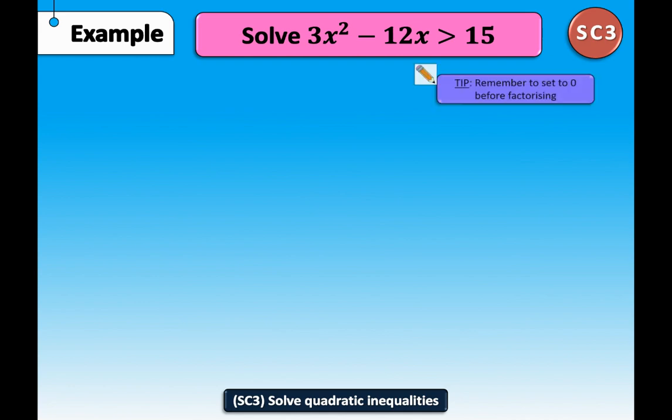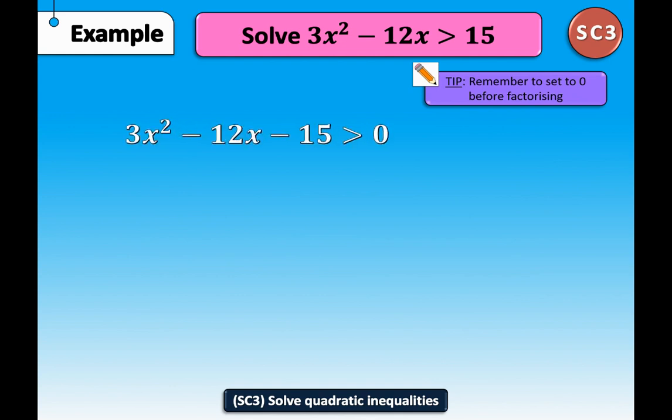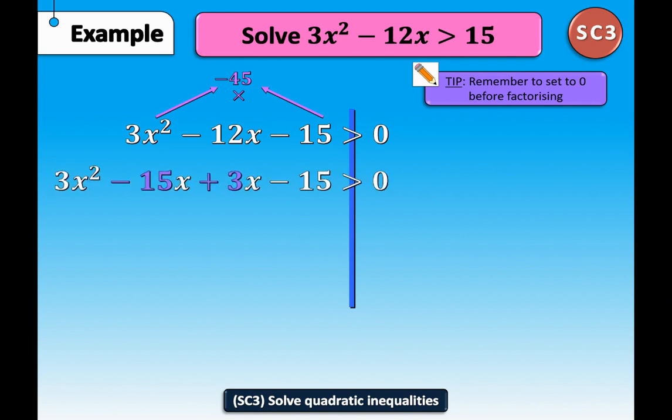For this question, first of all, we need to set it so it's greater than 0. So we subtract 15 from both sides. Then we can factorise it, so times together 3 and minus 15, which is minus 45. And then think what two numbers will times together to make minus 45, but add together to make minus 12. So that's minus 15 and 3.